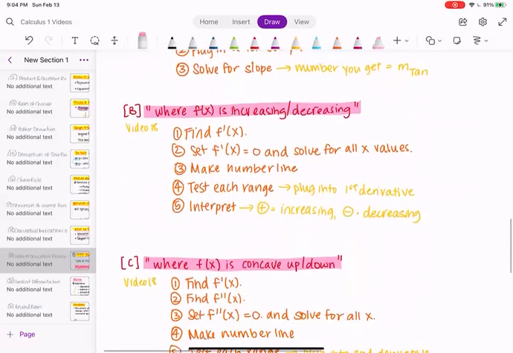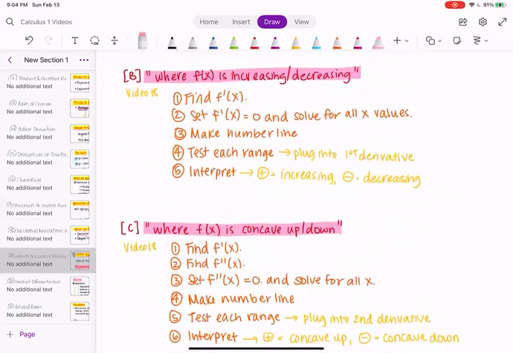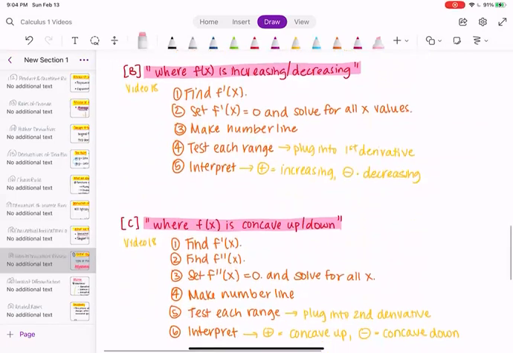The second application you should know is how to find where the function is increasing and decreasing, and where to find where it's concave up or down. And both of those topics were covered in video 18. They're very similar. You'll notice that a lot of the steps are exactly the same. It's just there's an additional step in the concavity, and that's to find the second derivative.